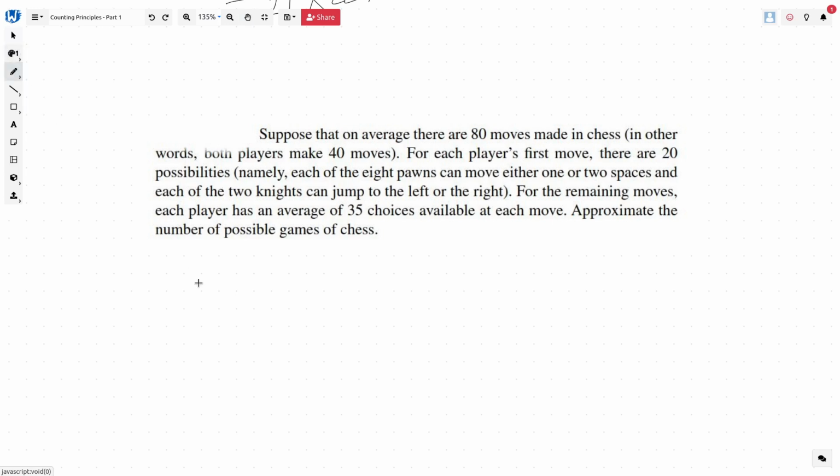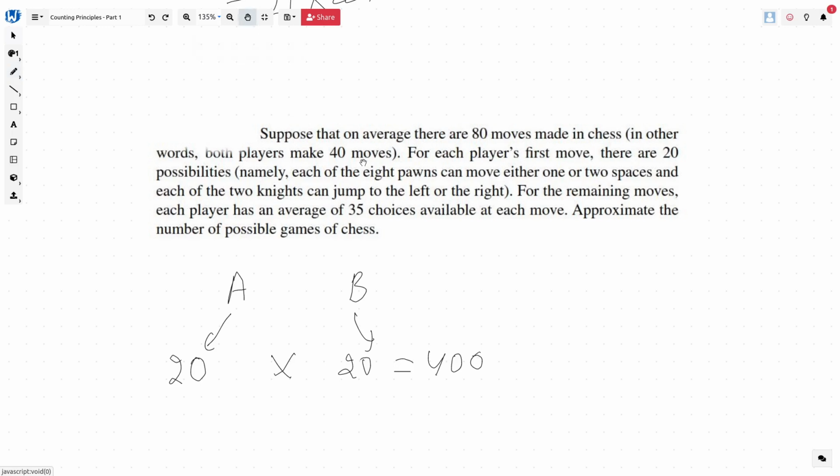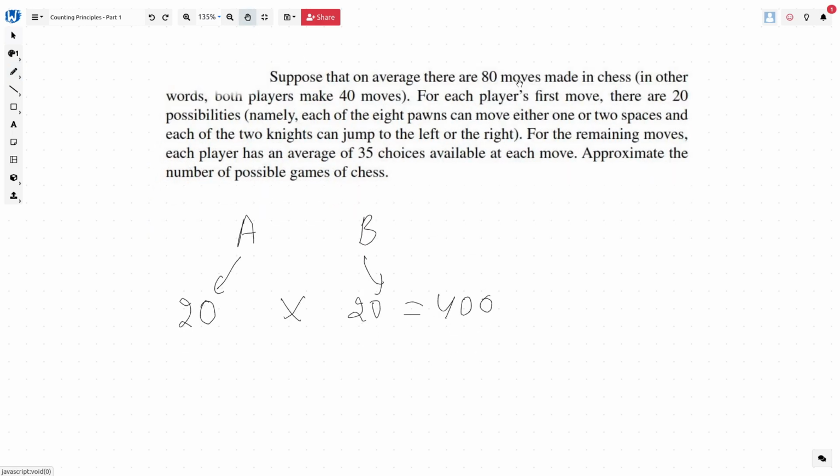The first move can be done in 20 ways by player A. We name this player A and player B, right? So A can make the first move in 20 ways. Similarly, B can make the first move in 20 ways. So the total number of ways these two can move is 400, right? Now we are exhausted with the first 2 moves. We have 80 moves, so there are now 78 moves left, and each move can be done in 35 ways.